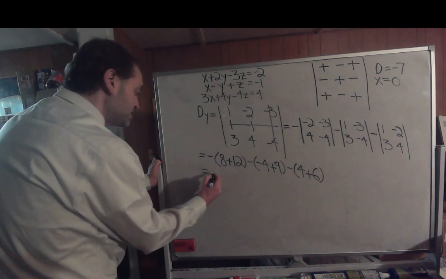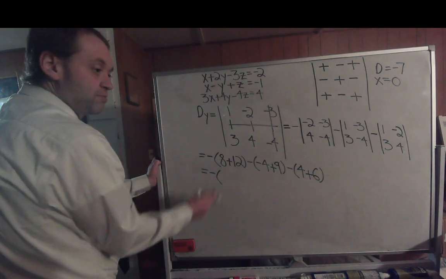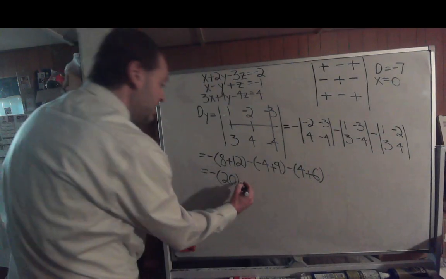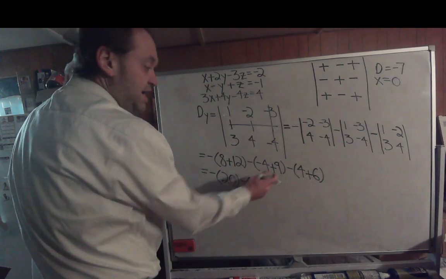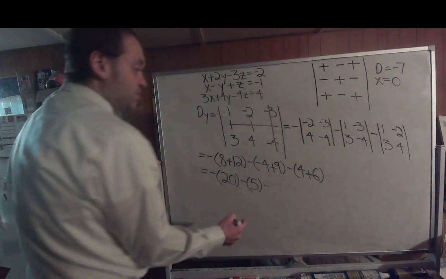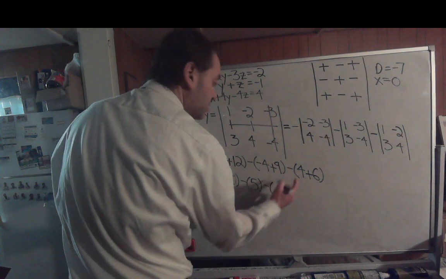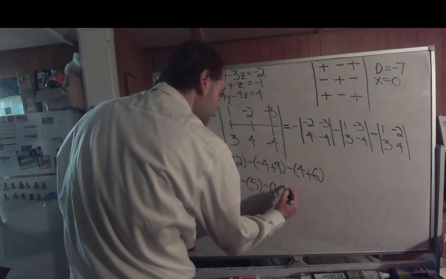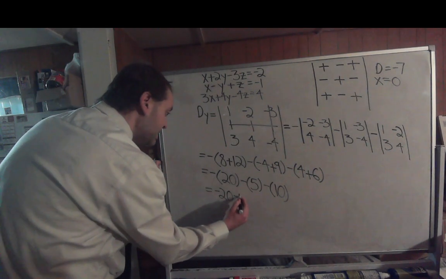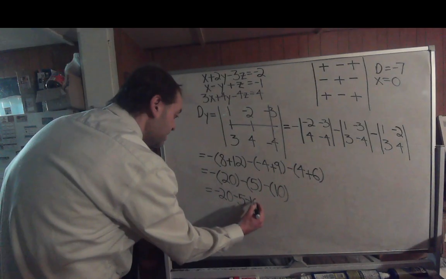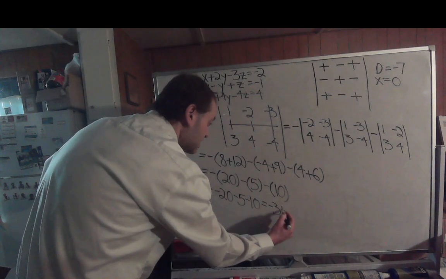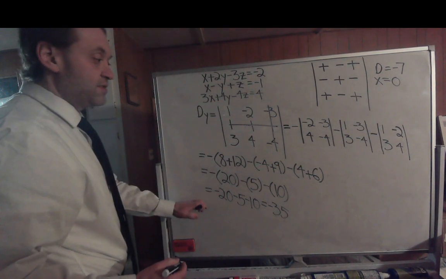Okay, so let's simplify. Minus your first set of parentheses. 8 plus 12 is 20. Minus your second set of parentheses. -4 plus 9 is 5. Minus your third set of parentheses. 4 plus 6 is going to be 10. So this turns into -20 minus 5 minus 10, which would end up giving you -35. So d sub y is -35.